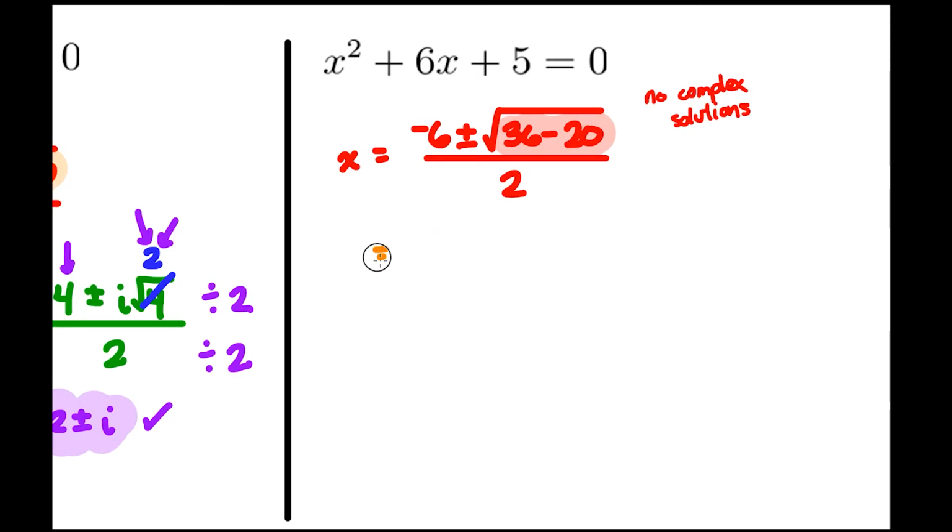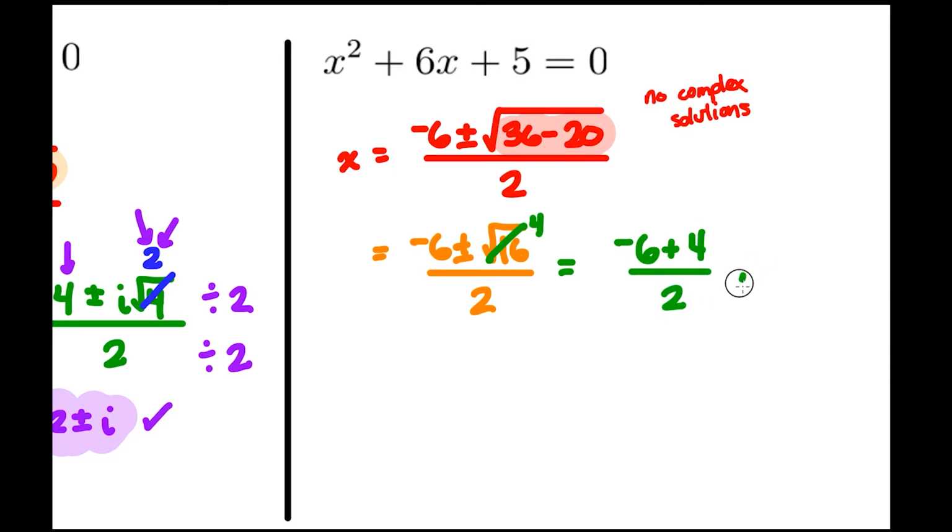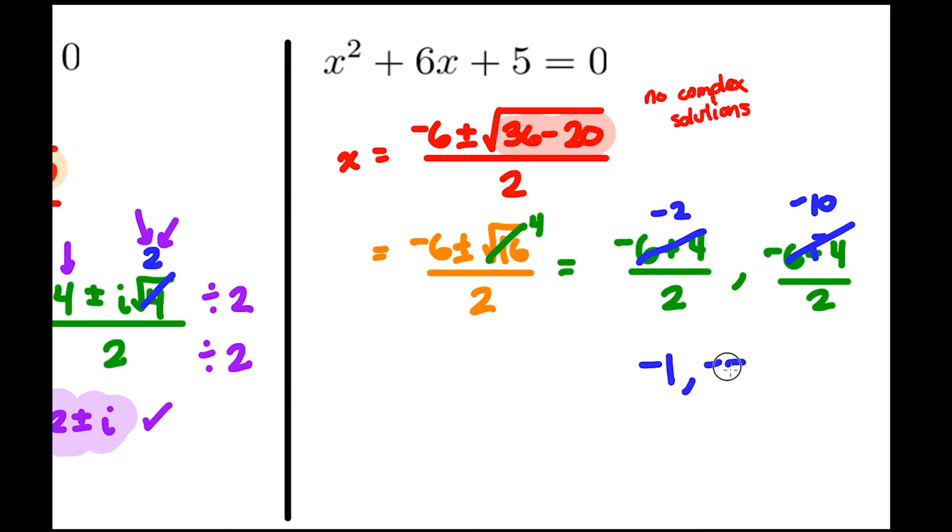This ends up being -6 plus or minus the square root of 16 all over 2. Okay, well this becomes 4. So you end up with 2 solutions here of -6 plus 4 over 2 and -6 minus 4 over 2. We do need to simplify both of these. So at the very top here, we're going to have -2 over 2, which is -1. Over here, we're going to have -10 over 2, which is -5, and you have your 2 solutions to these right here.